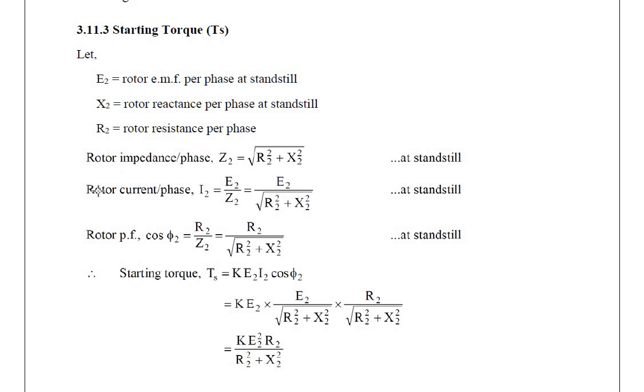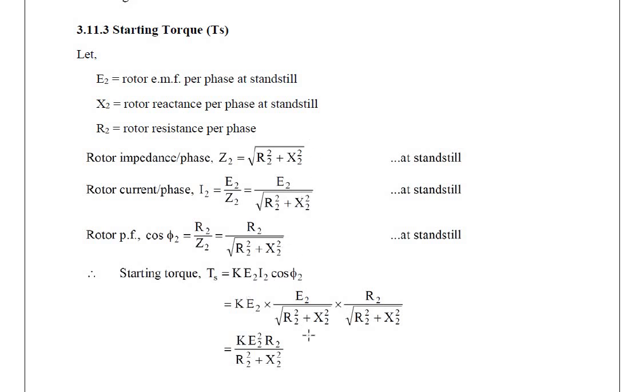So from this equation we can say that the rotor current per phase I2 is equal to E2 divided by Z2, and the value of Z2 is equal to under root R2 square plus X2 square, and the rotor power factor cos phi 2 is given by R2 divided by Z2. So our final equation for the rotor power factor is equal to R2 divided by under root R2 square plus X2 square. Now the starting torque Ts is equal to K E2 I2 cos phi 2.